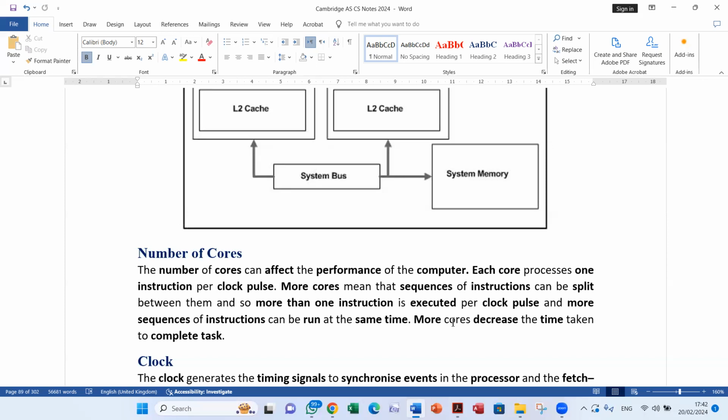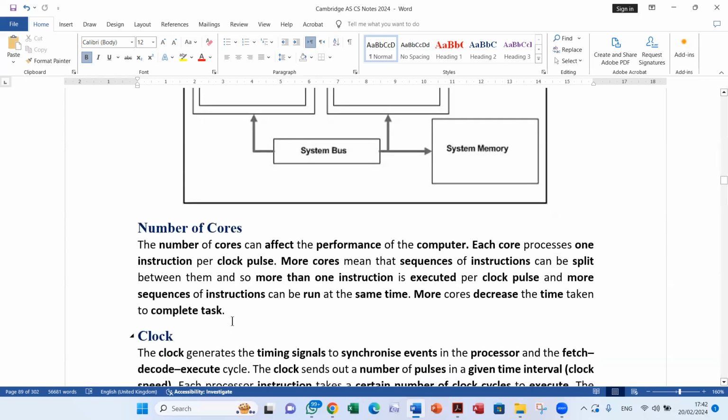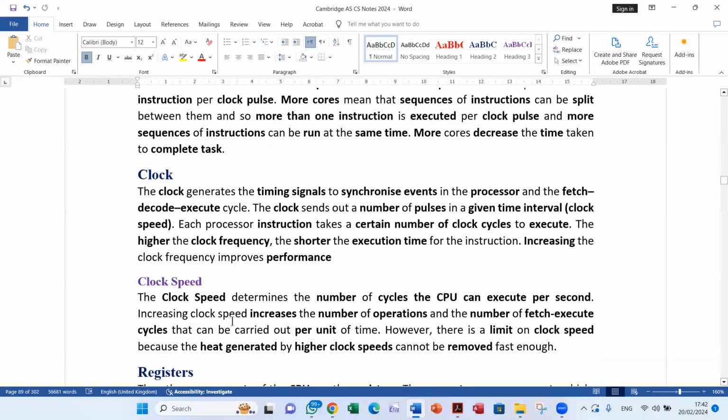So if you want to enhance the performance of the processor, use a dual core, quad core, or multi-core processor. Also, the clock is important. If you increase the clock speed, things will be done faster. The clock generates the timing signal to synchronize events in the processor and the fetch, decode, execute cycle. We will study that cycle very well. We already told about it several times.